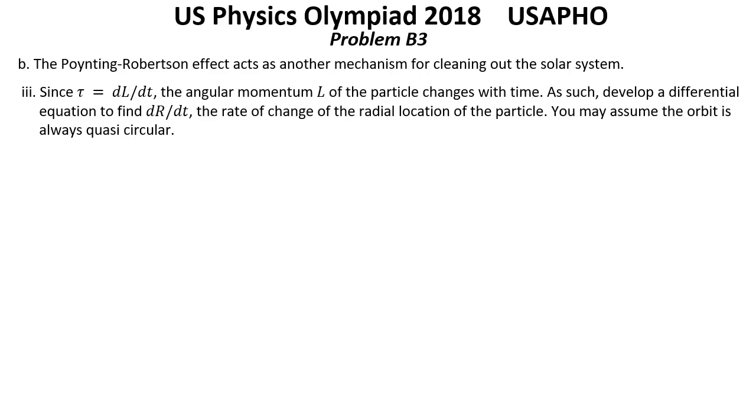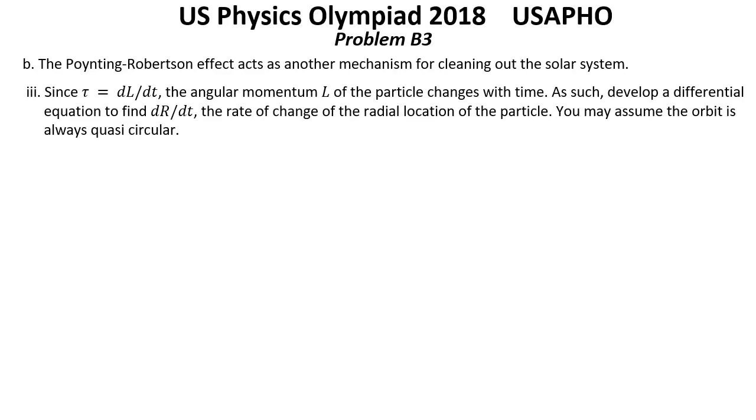Question 3. Since tau equals delta L over delta t, the angular momentum L of the particle changes with time. As such, develop a differential equation to find dr over dt, the rate of change of the radial location of the particle. You may assume the orbit is always quasi-circular. Solution. By the way, we had a negative sign for torque because this tends to decrease the angular momentum.